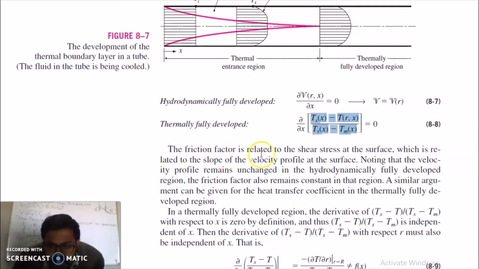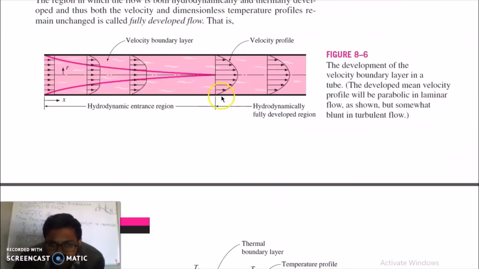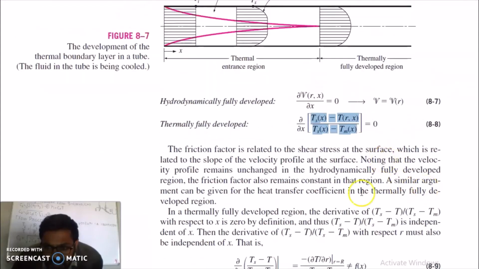The friction factor is related to the shear stress at the surface, which is related to the slope of the velocity profile at the surface. Noting that the velocity profile remains unchanged in the hydrodynamically fully developed region, the friction factor also remains constant in this region. Means in this region your friction factor will remain constant. A similar argument can be given for the heat transfer coefficient in the thermally fully developed region. Means in this region your heat transfer coefficient will also remain constant.